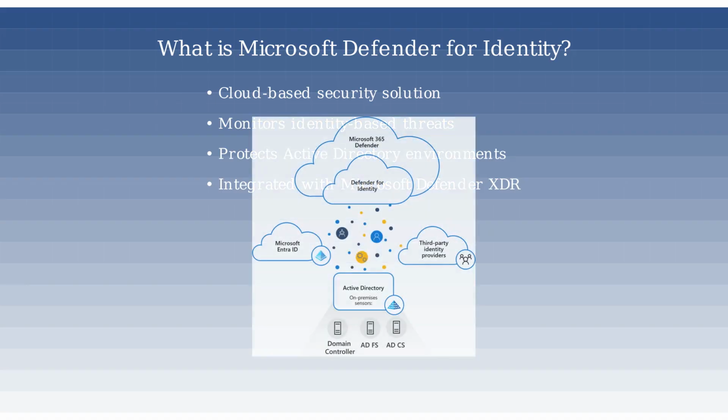Defender for Identity uses a sensor-based architecture that monitors traffic between your on-premises Active Directory environment and cloud services. It connects to your domain controllers, AD federation services, and certificate services to detect suspicious activities. Microsoft Defender for Identity offers several key capabilities.